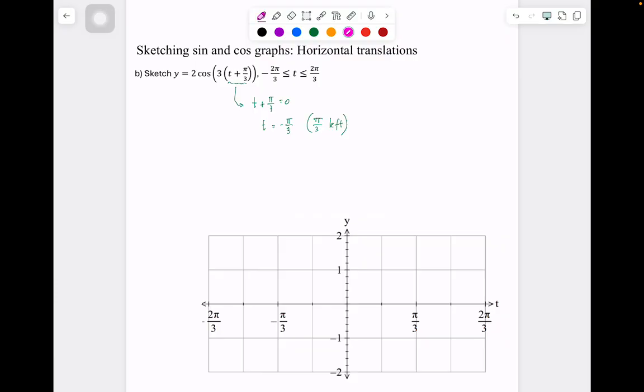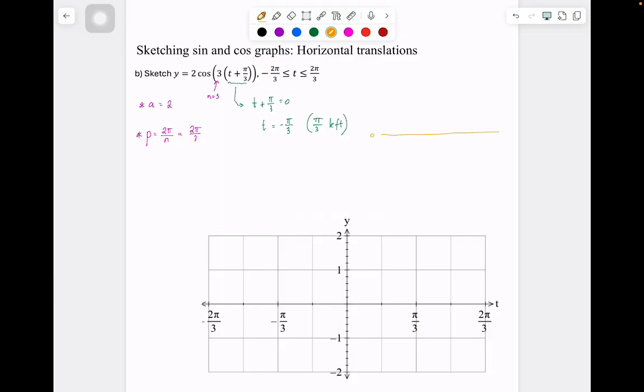Just before we go out to sketch the graph, we also want to know the amplitude, which is 2. And the period as well, where n is equal to 3. So the period will be 2 pi on n, which is 2 pi on 3. Now just before we go out to our particular graph, let's go ahead and draw up our mini sketch here.